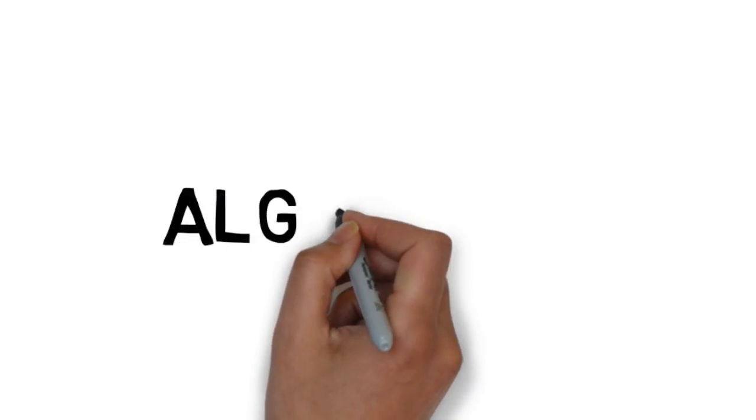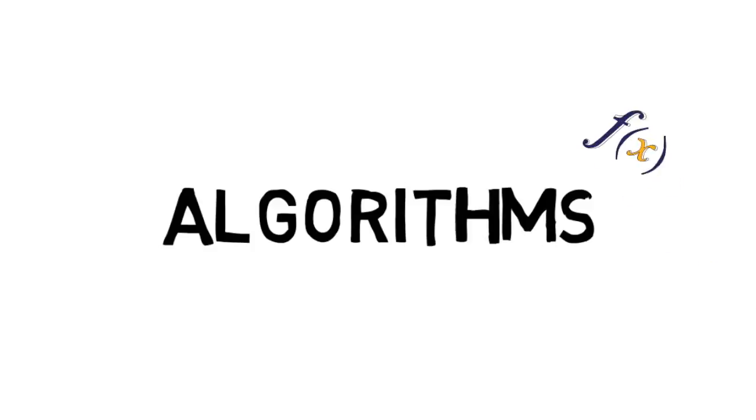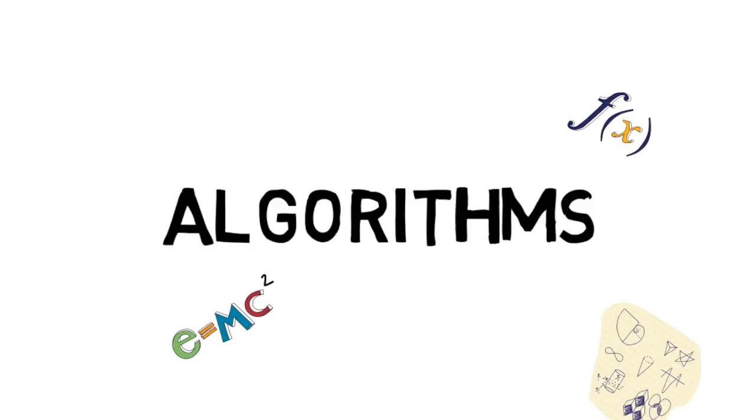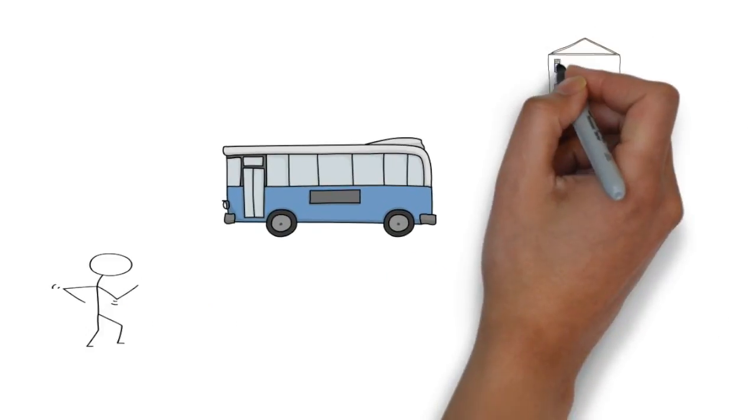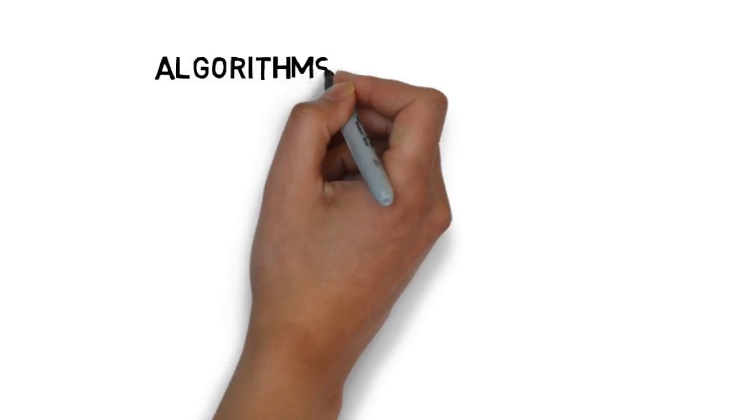Algorithms are a set of steps you use to solve a problem. For example, in math, when you add, you solve the ones before the tens before the hundreds. You might not know this, but in everyday life you use algorithms. When you walk to the bus, catch it, and that takes you to school, it's an algorithm for how to get to school.